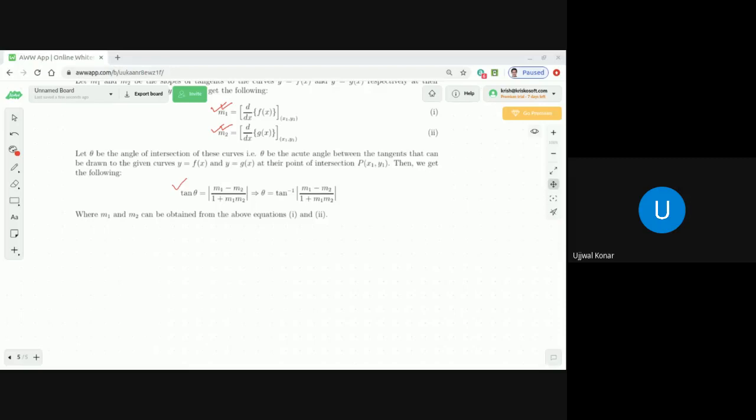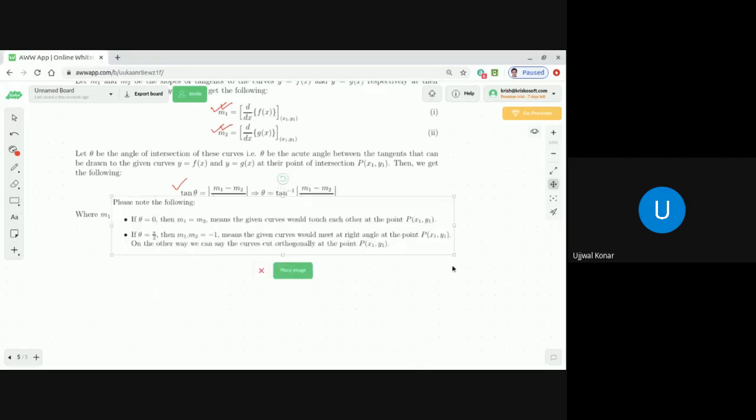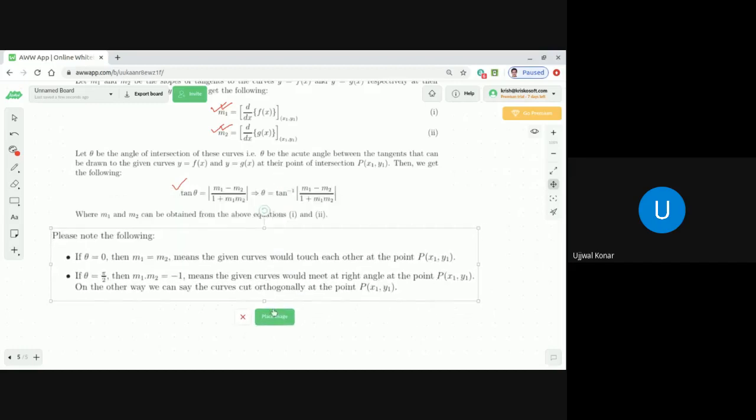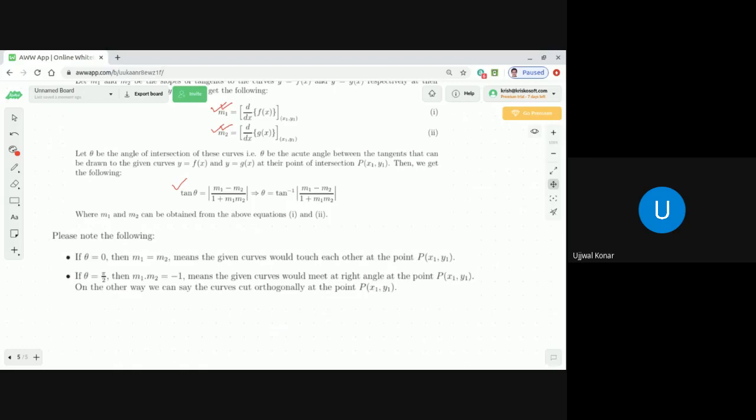Now here a few points we need to take note of. The first point is that if theta equal to 0, then m1 equal to m2, that means the given curves would touch each other at the point P(x1, y1). And if theta is equal to pi by 2, then m1 into m2 is equal to minus 1, meaning the given curves would meet at a right angle at the point P(x1, y1). On the other hand, we can say that the curves are orthogonal to each other. That means the curves cut orthogonally at the point P(x1, y1).